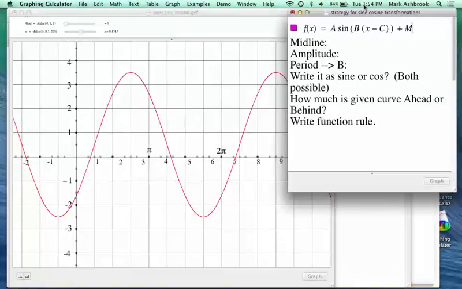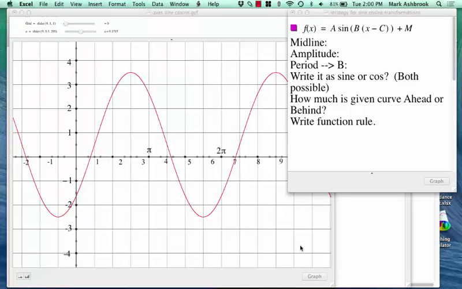Who can do it? This is kind of a harder one, right? So good practice. Okay, what's our midline? 0.5. So let's see how we did here. Amplitude: the distance from the midline up to the top and down to the bottom. She got 3. Okay. What about the period?